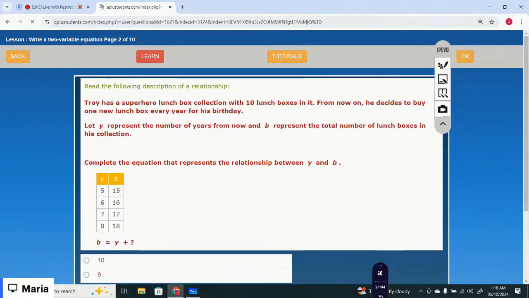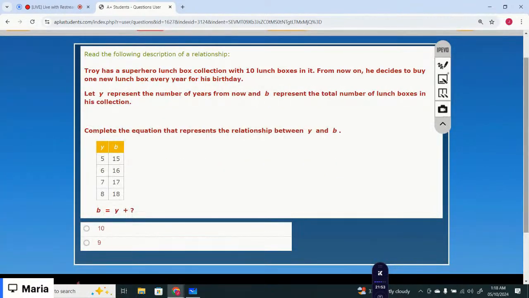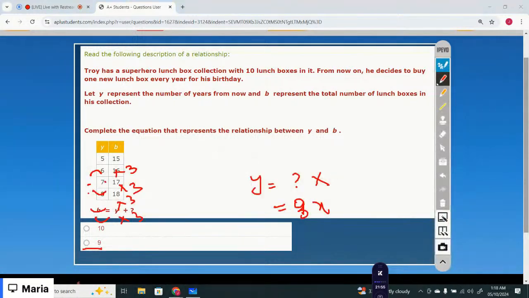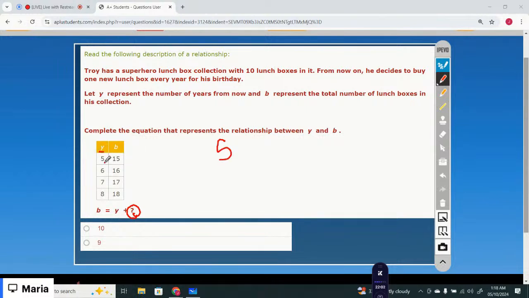The next one is complete the equation that represents the relationship between y and b. So that is b equals y plus the missing number. You need to find that missing number, right? How do you find it? Just look at the relationship between y and b. 5 plus what number equals 15, which is the correct option? 5 plus what number is 15? 5 plus 10 is 15, right?